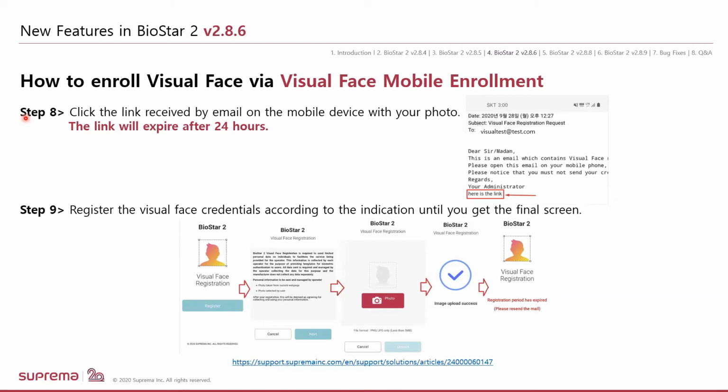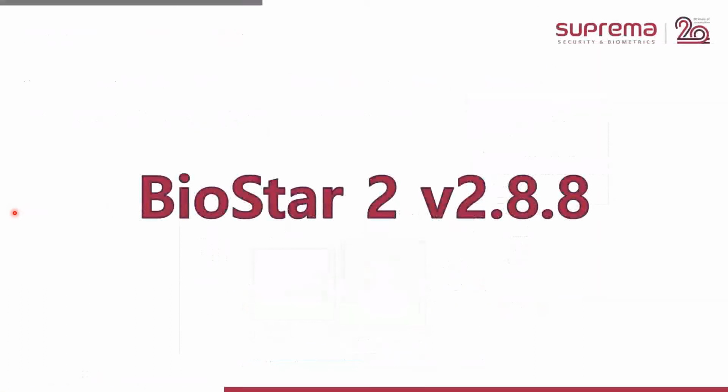Step 9. Follow the guide displayed on the mobile device screen to register your photo. Once the photo is registered, the link will be invalidated. The fourth chapter is BioStar 2.8.8.